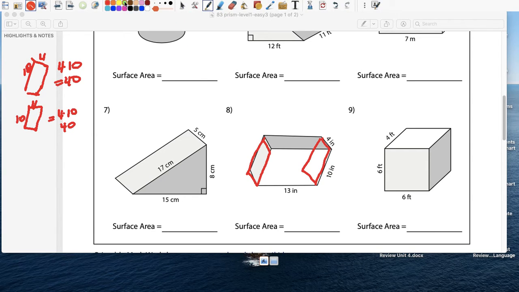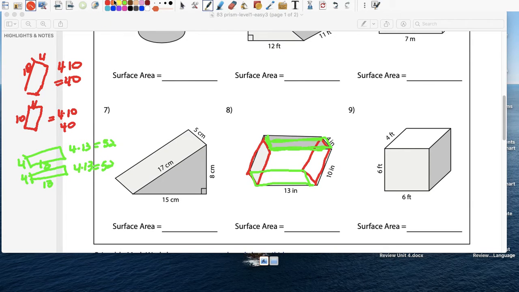Let's do the top. Here's the top. Okay, so the top, this is a 4 and this is 13. And don't forget, there's one at the bottom. All right, so there's 2. Right, that's 4. And the length here is 13. So this is 4 times 13, which is 52. And again 52.